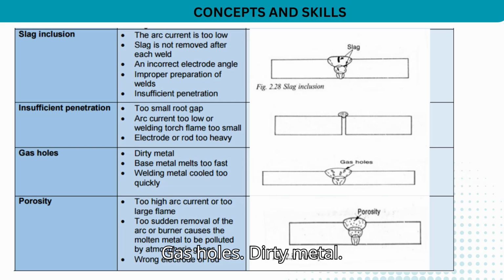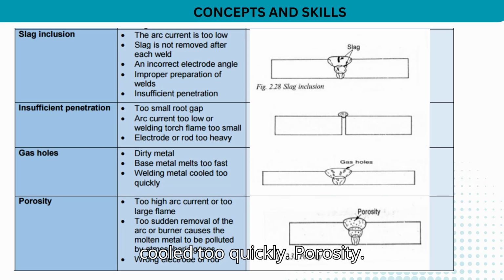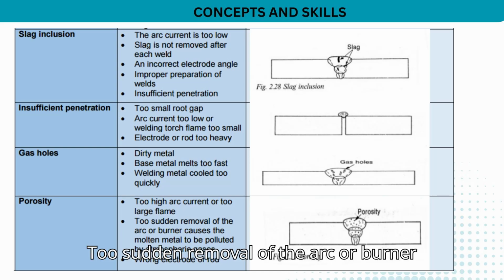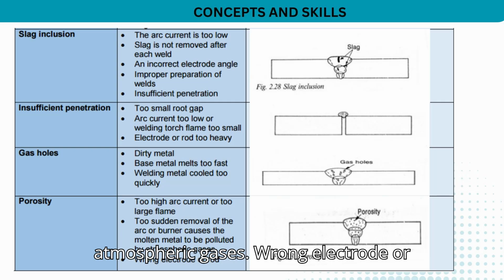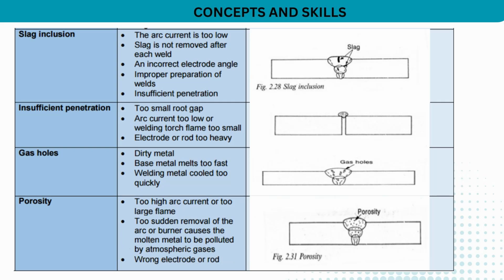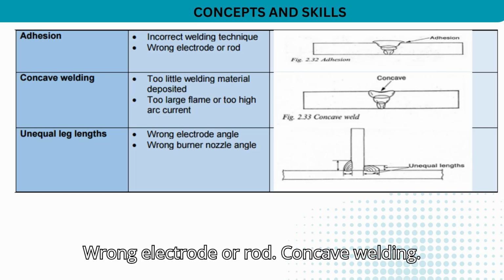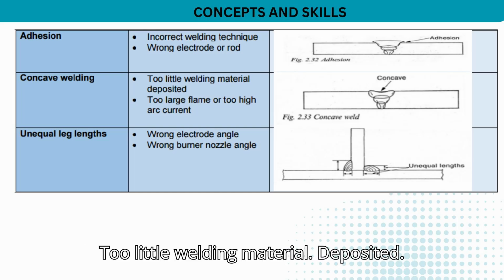Gas holes: dirty metal, base metal melts too fast, welding metal cooled too quickly. Porosity: too high arc current or too large flame, too sudden removal of the arc or burner causes the molten metal to be polluted by atmospheric gases, wrong electrode or rod. Adhesion: incorrect welding technique, wrong electrode or rod. Concave welding: too little welding material.